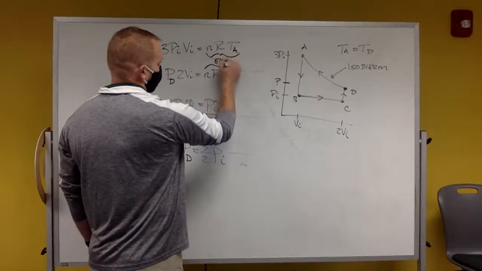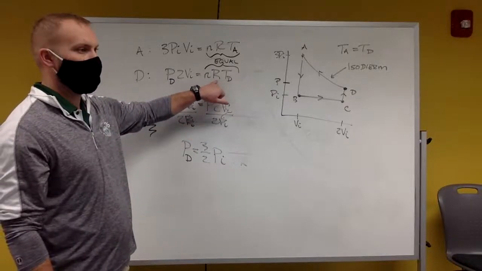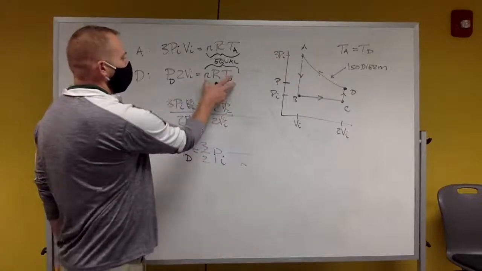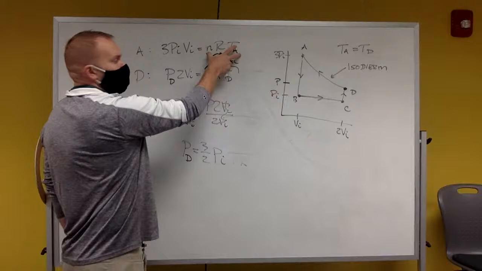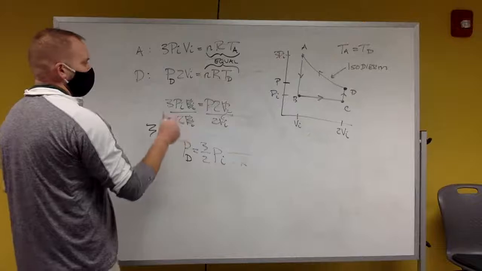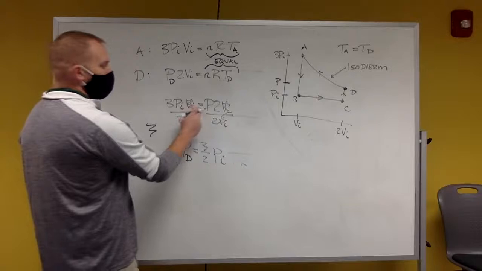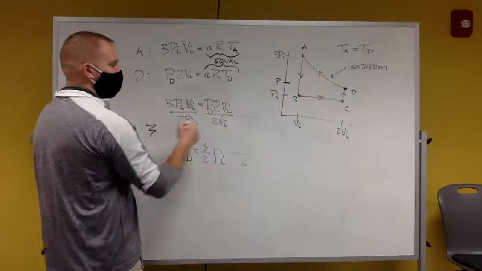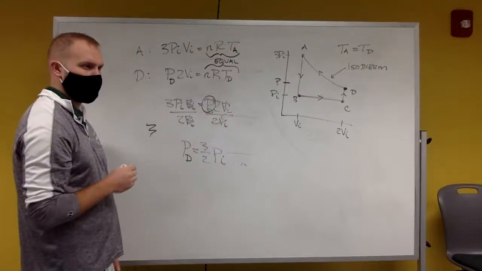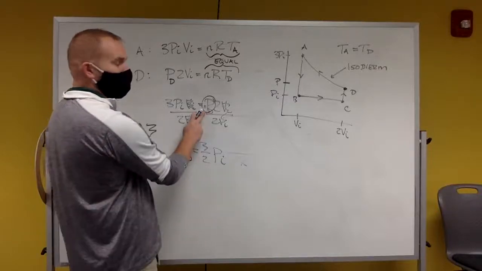These are equal, right? N is going to be the same, R is going to be the same, and T is obviously the same. So if I know this and this are equal, then doesn't that make this and this equal as well? It does. So what I did then is I said, okay, 3 PI VI equals PD times 2 VI, and then I'm just solving for this. In the next step, I'm just solving for PD.